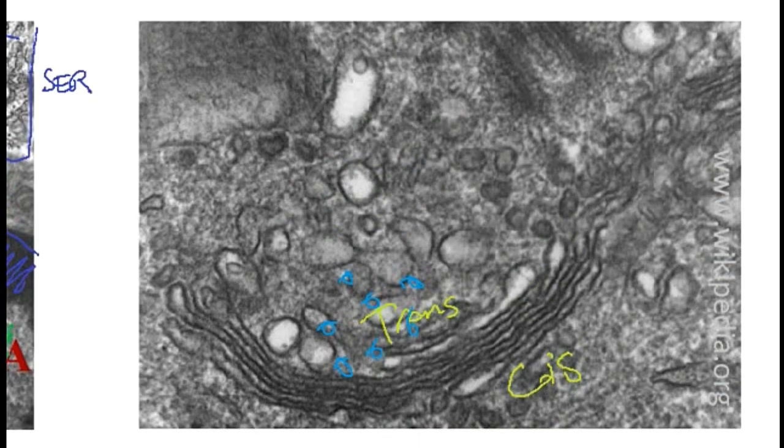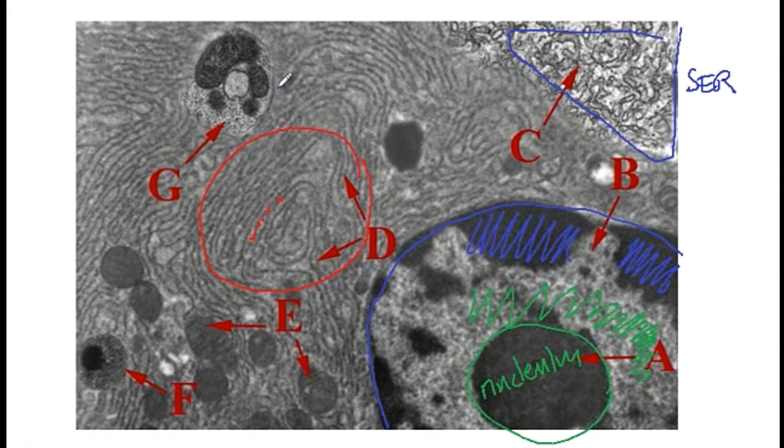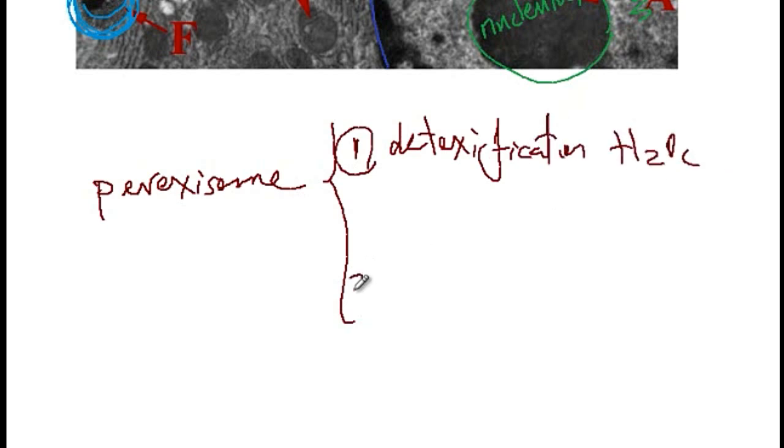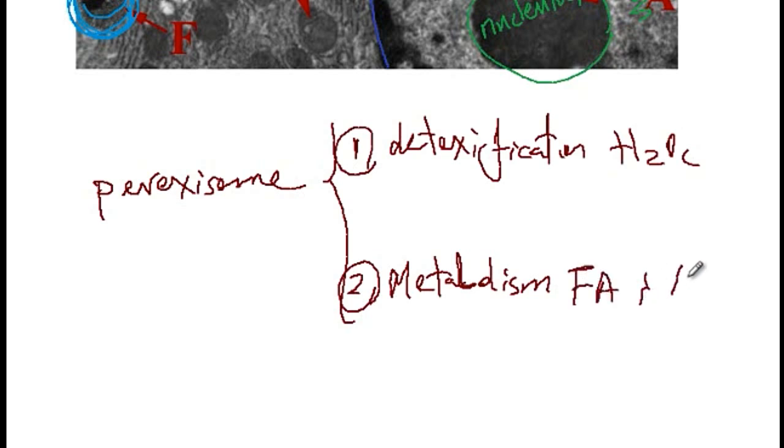The next structure that I'm going to cover is the lysosome. So here you can see that we have a lysosome right here, and then we have different organelles, like here we have mitochondria inside that are being digested. Then the next structure is the peroxisome. So here we have the peroxisome, which has two main functions. So the first function is detoxification of hydrogen peroxide. And then the second function is for the metabolism of long fatty acids and amino acids.